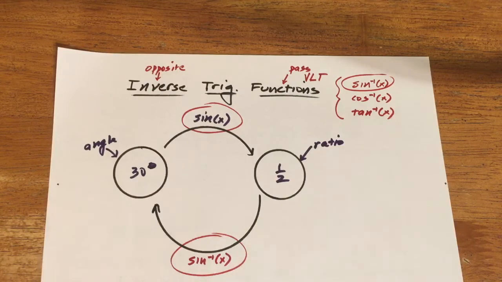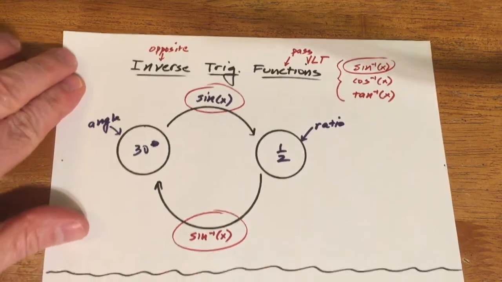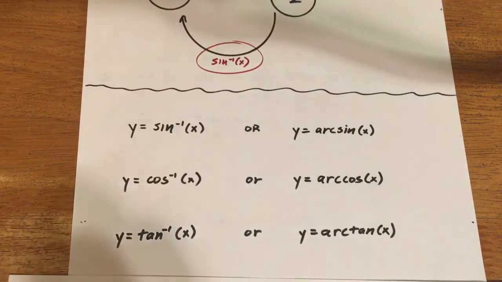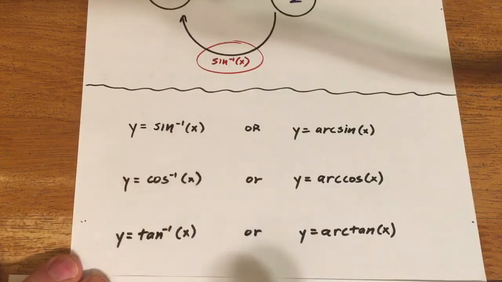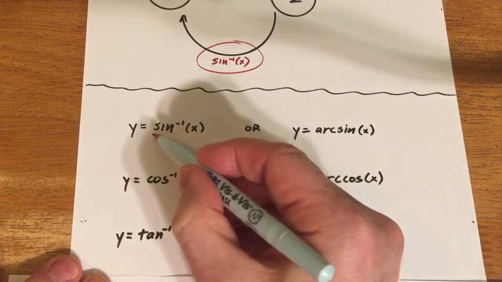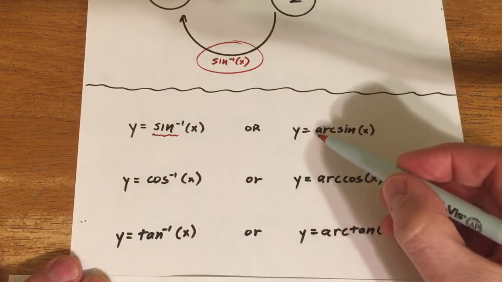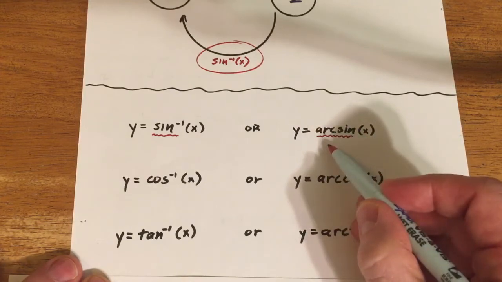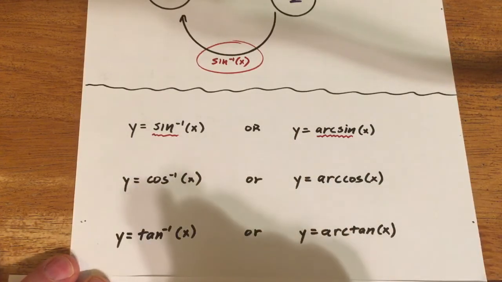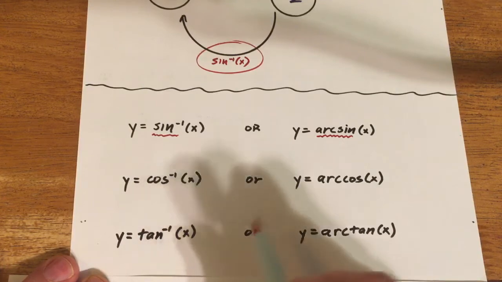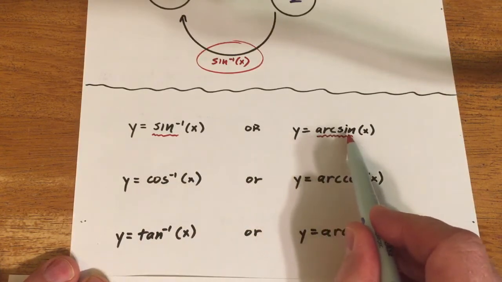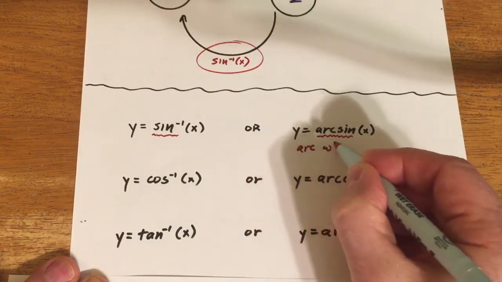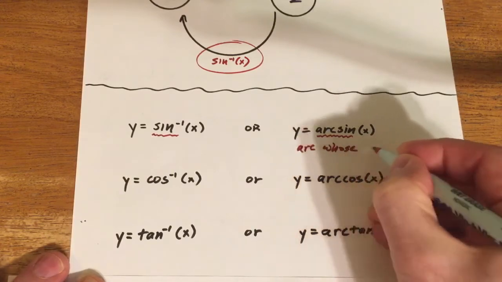Let's take a look at a little bit more with some terminology. Here are our three main trig functions. We got y equals sine inverse of x. Sometimes, though, instead of sine inverse, you're going to see this, arc sine. I personally like arc sine a little bit better than sine inverse, because arc sine really tells me what I'm looking for. I like arc sine because it means the arc whose sine is x. Let me write that here. Arc whose sine is x.